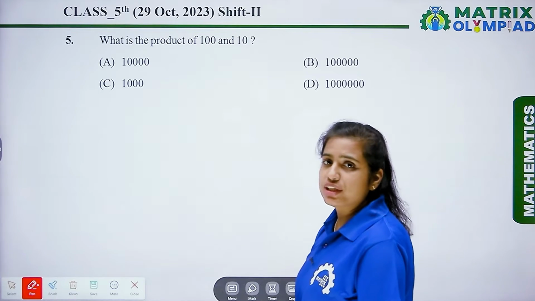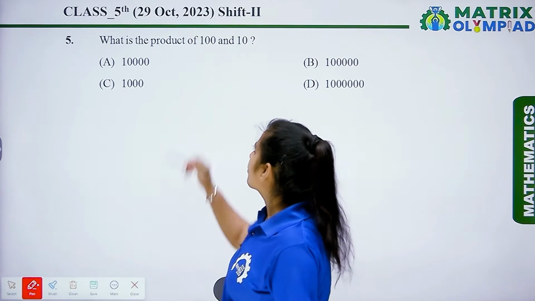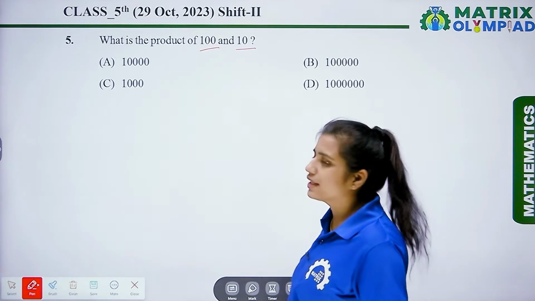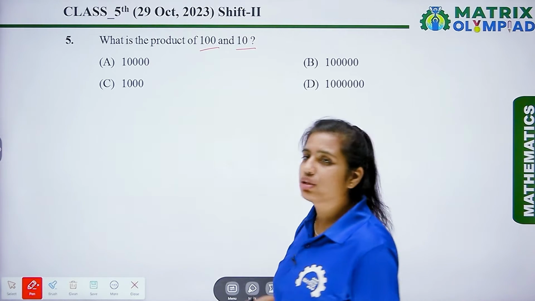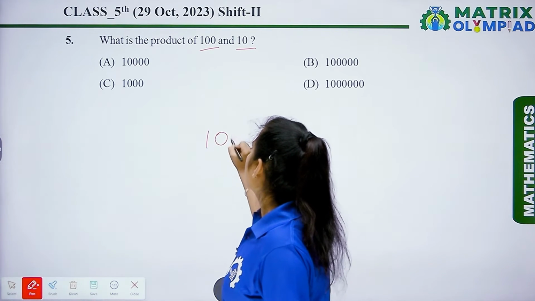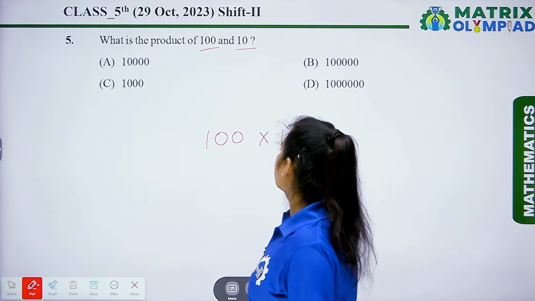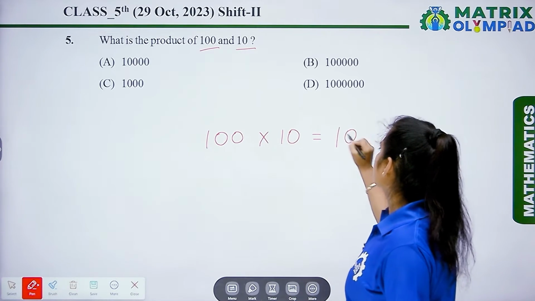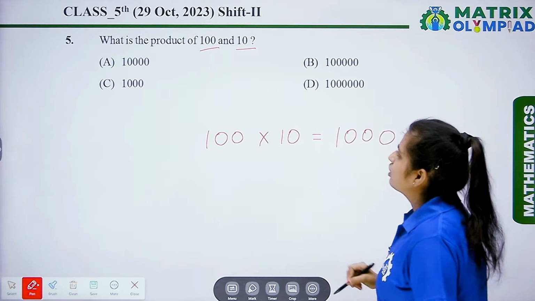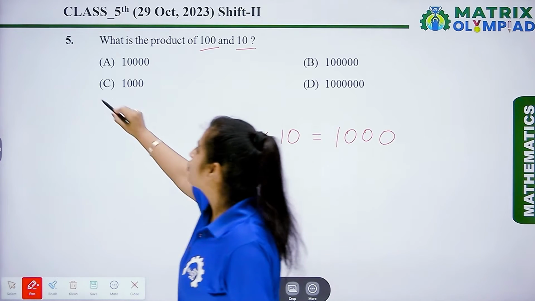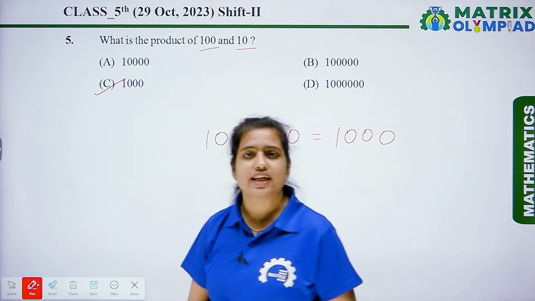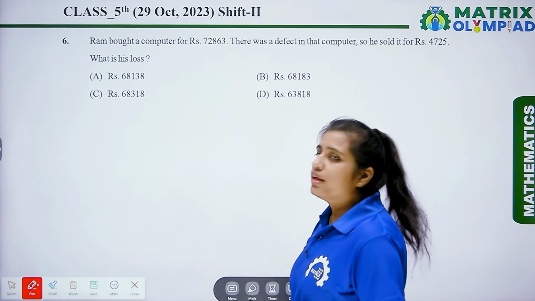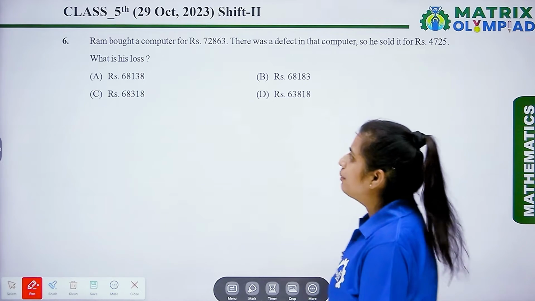Now the next question is question number 5. What is the product of 100 and 10? So here we have to find out the product of 100 and 10. So by multiplying 100 by 10, we get 1000. So here, according to option, we can say that option C is the correct answer. Now the next question is question number 6.